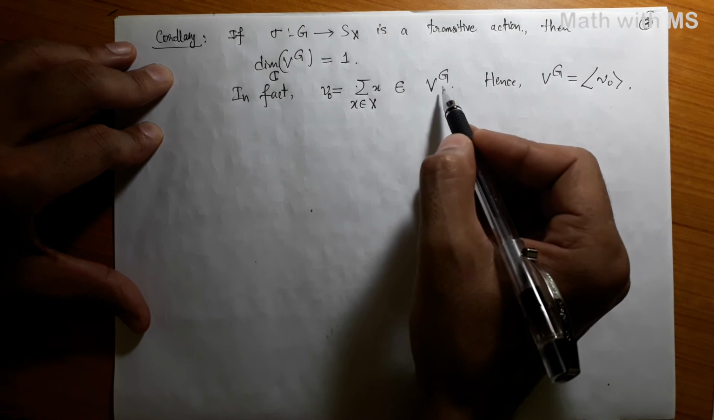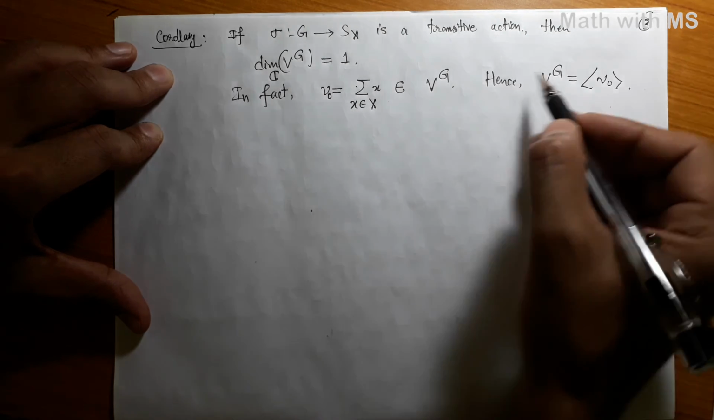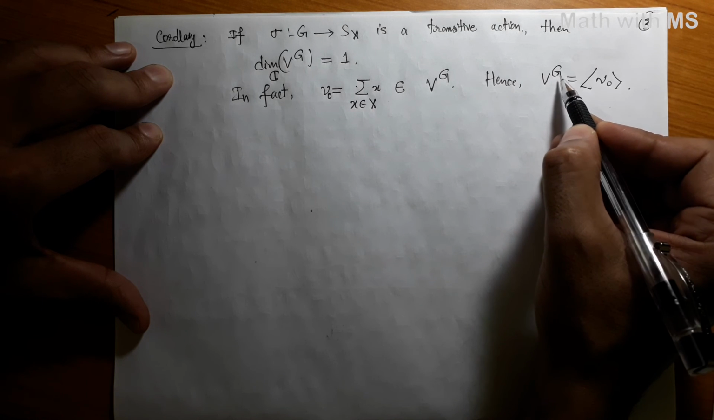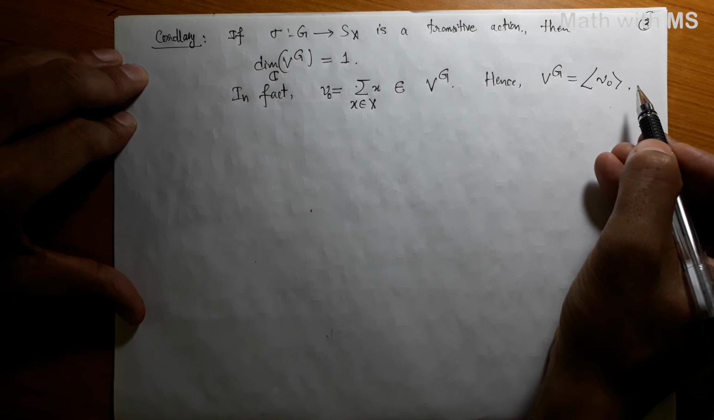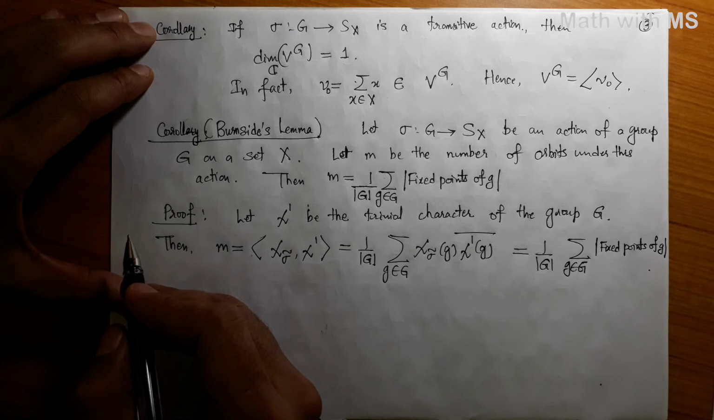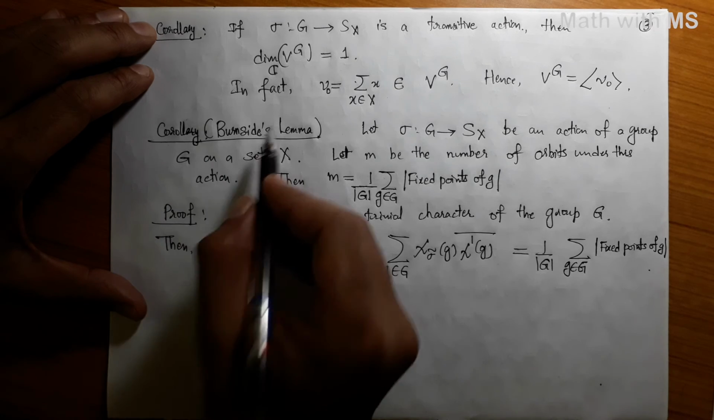Okay, it is clearly fixed by the permutation representation associated to sigma, and hence the fixed subspace is precisely the vector subspace spanned by this V0. Let us derive another interesting consequence of the preceding proposition, called Burnside's lemma.